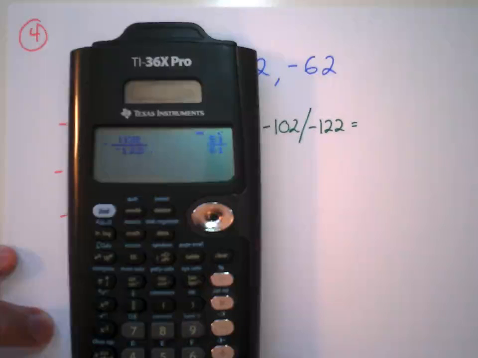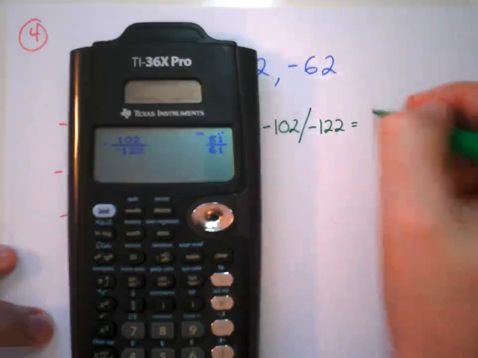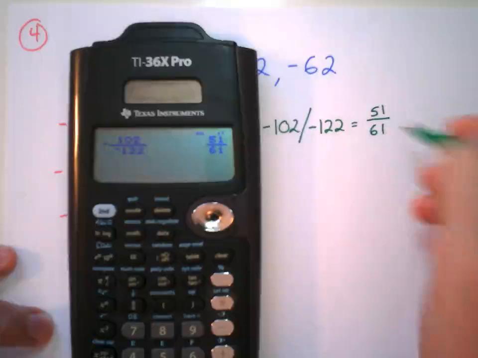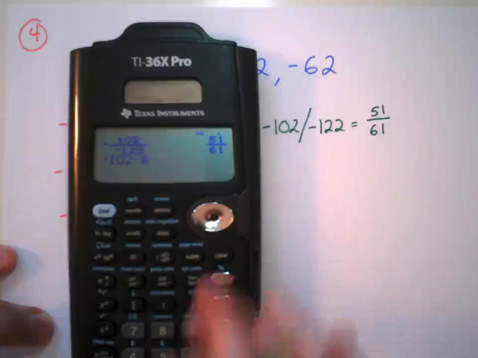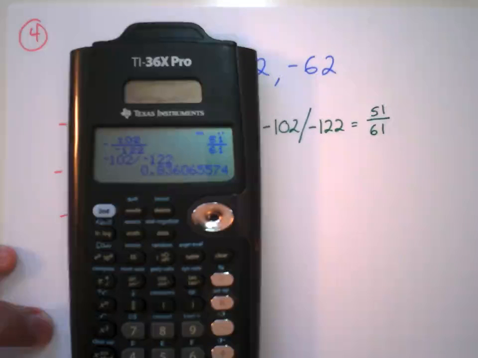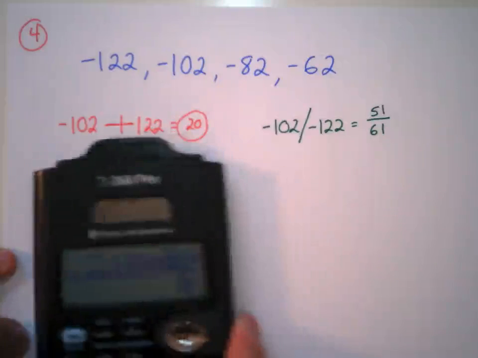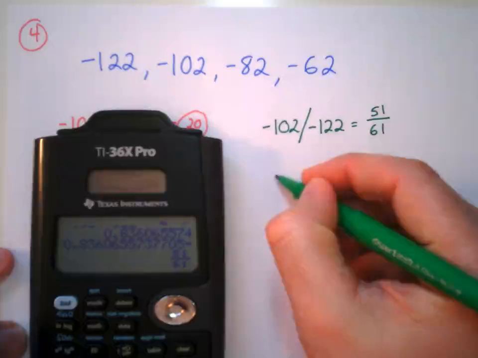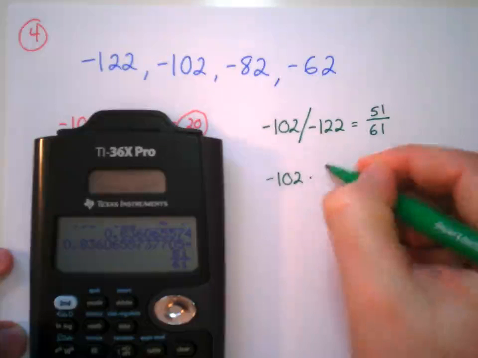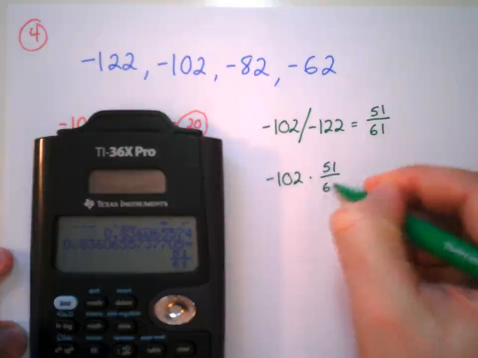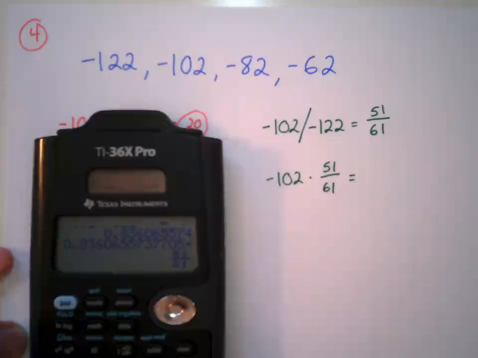That looks a little weird. So that breaks down to a positive 51 over 61. And I'm going to double check that. Negative 102 divided by negative 122, a weird decimal, press the fraction decimal, and it is 51 over 61. So now we take the 51 over 61 and we do negative 102 times 51 over 61. We're multiplying. And that gives us a nasty looking fraction.